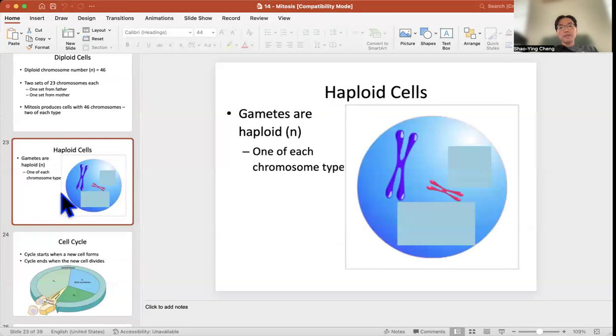And if we have diploid, we must have haploid. So what's haploid? Haploid is when you only have one of each chromosome type. And that's in the gamete. Gamete is the word for the egg and the sperm. They're haploid. So in the sperm and egg, you only have 23, not 23 pairs. So they are haploid cells.